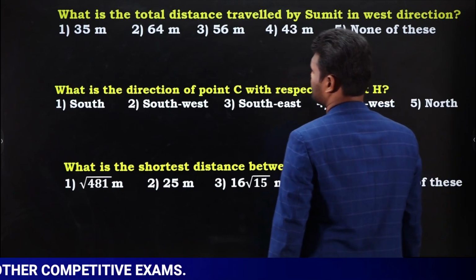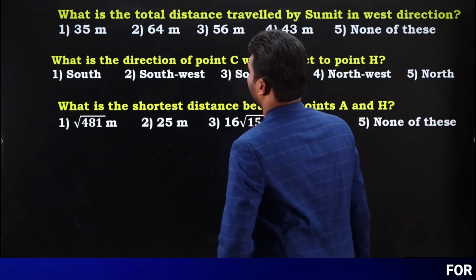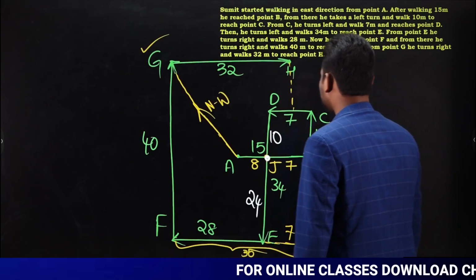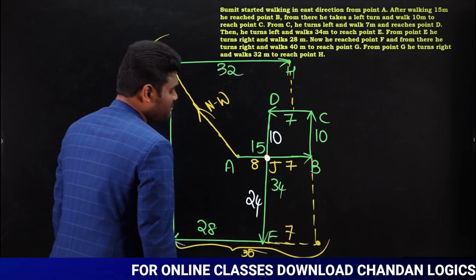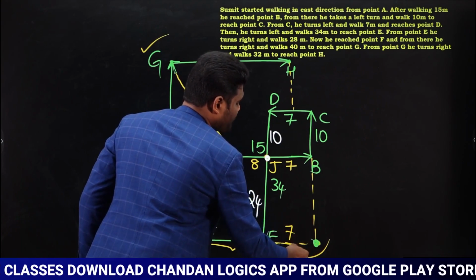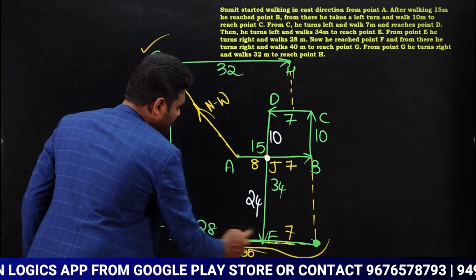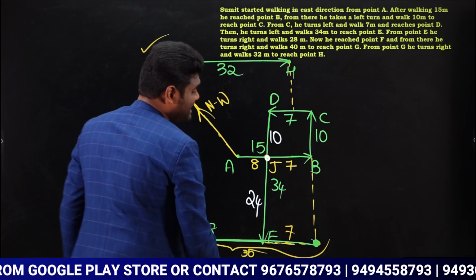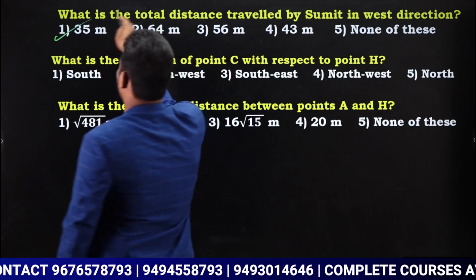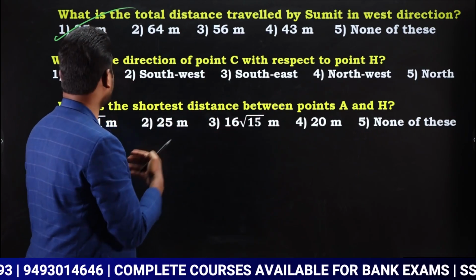We have some more questions. So what is the next question? They're asking, what is the total distance traveled by Sumit in west direction? Total distance traveled towards west means I need to look from this point. Total distance is 7 plus 28. 7 plus 28 means 35. So total distance traveled towards west will be 35 meters. Is that clear?